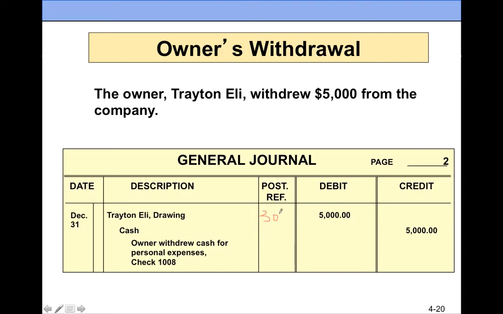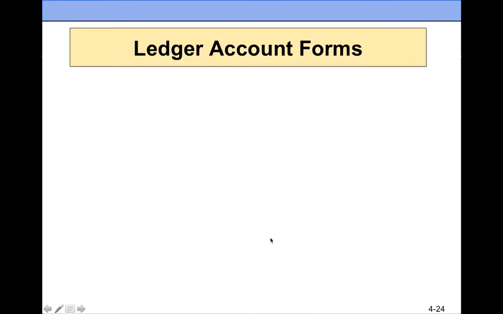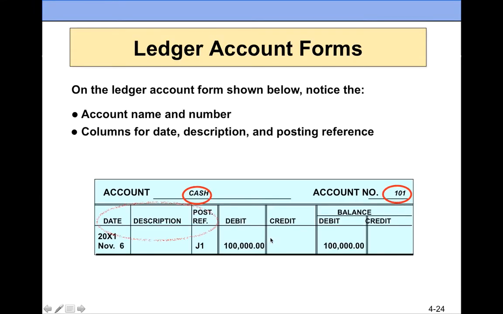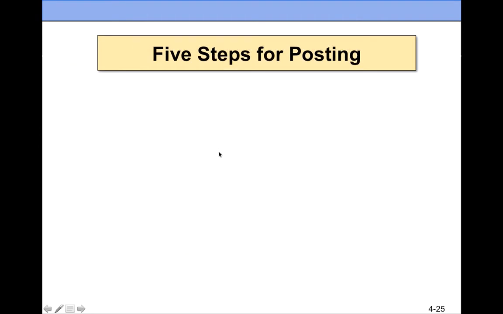302. What does it mean? It means I took this amount and posted it to account 302 in the ledger, and we call it cross-referencing. And cash is 101. So you can see on the journal where the entries went, and you can see on the ledger where entries came from. So you have columns for debit, credit, debit balance, and credit balance.